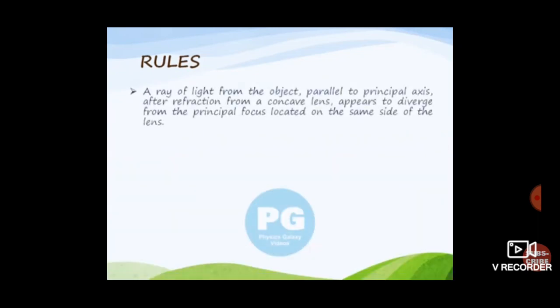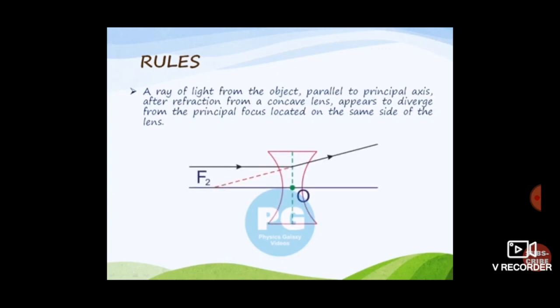Here are the rules. A ray of light from the object parallel to the principal axis, after refraction from a concave lens, appears to diverge from the principal focus, located on the same side of the lens. In simple words, a ray of light that is parallel to the principal axis, after refraction from the lens, becomes diverging. So for the observer on the right hand side, this ray of light appears to be coming from a point that is F2.